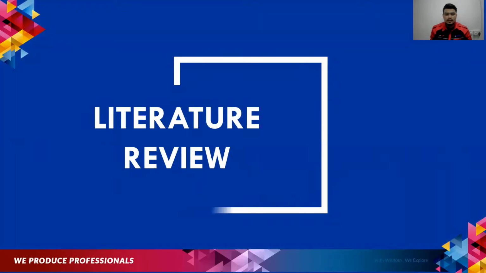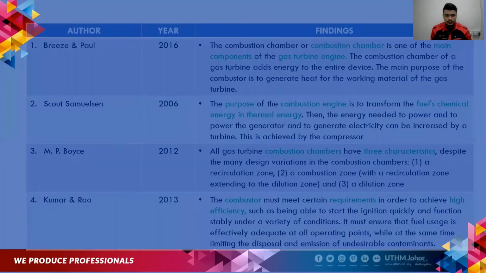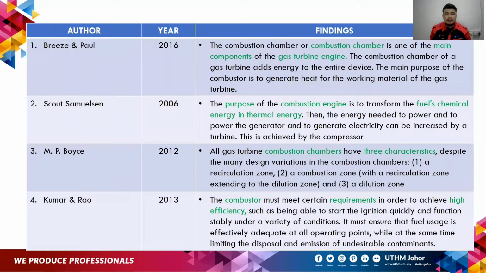Next is the literature review. Brice and Pau say that a combustion chamber is the main component of a gas turbine engine. Scott says that the purpose of a combustion engine is to transform a fuel's chemical energy to thermal energy. And P. Boy says that the gas turbine combustion chamber has three characteristics, which are a recirculation zone, a combustion zone, and a dilution zone.